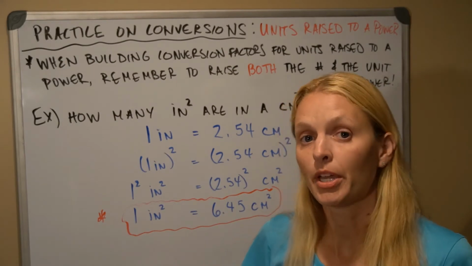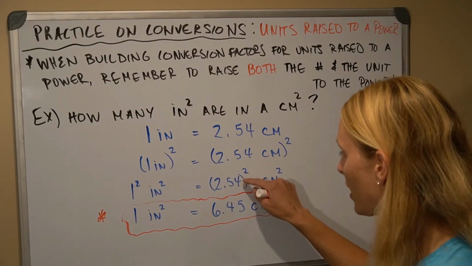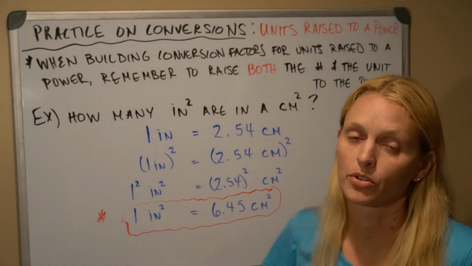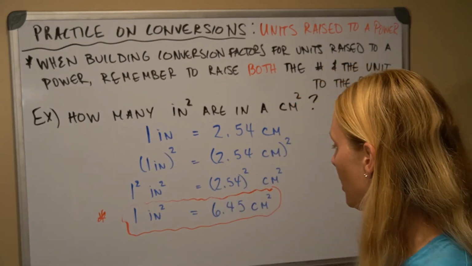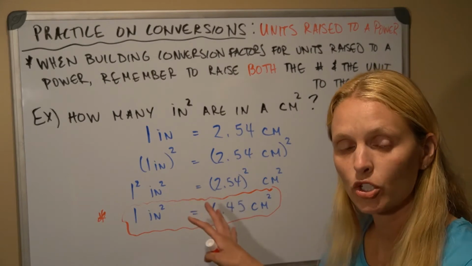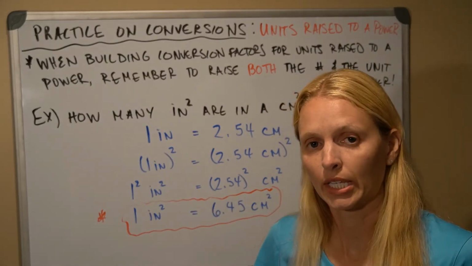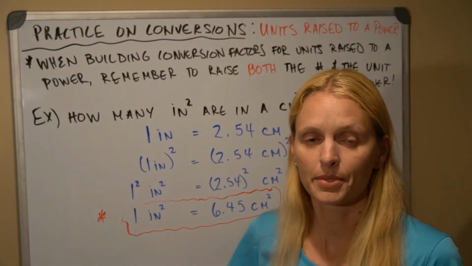You can't just put a square on the unit and leave the numbers the same. You also have to square the numbers, or cube the numbers if you're trying to get something cubed. You may have to do this for some problems, and you may see it on an exam, on a worksheet in lab, or in homework problems.